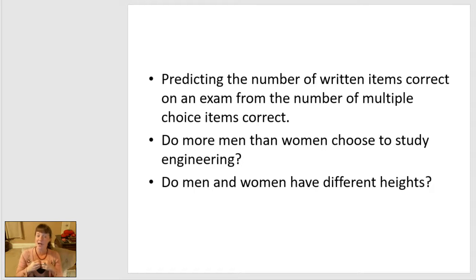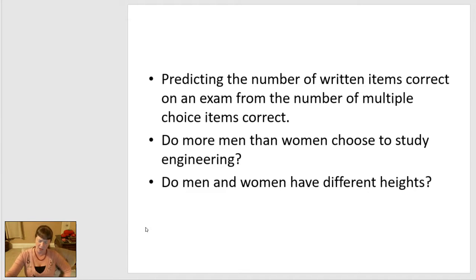So it's going to be a chi-square test of independence. Because if you have 2 qualitative variables where you're asking if there's a relationship, men, gender, and the relationship to whether or not they choose to study engineering, that is going to be a chi-square test of independence.